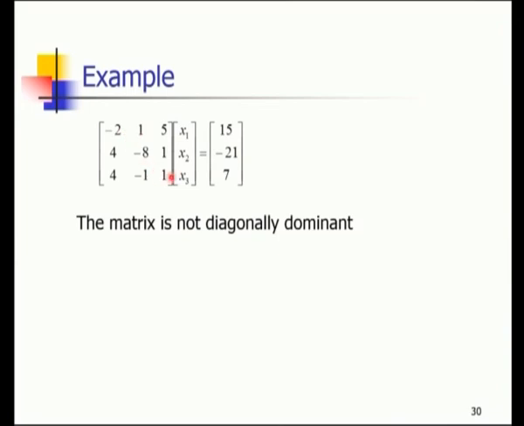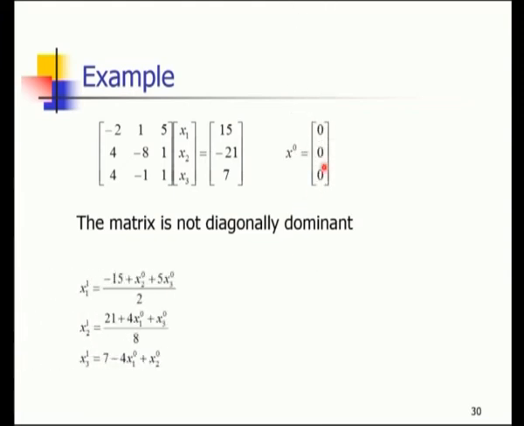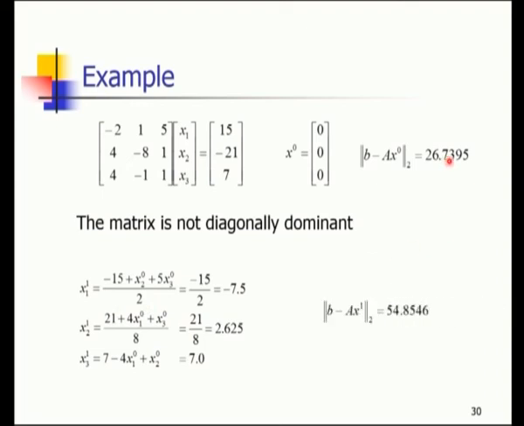Similarly, now see another example where the matrix is not diagonally dominant. In this kind of situation, sometimes the method may converge for a particular choice of initial iterate, sometimes it may not converge. In general, we cannot guarantee the convergence; only for diagonal dominance can we guarantee the convergence. We choose the initial iterate 0 0, and we compute the first iteration, and the residual is 26.73 as in the previous case.